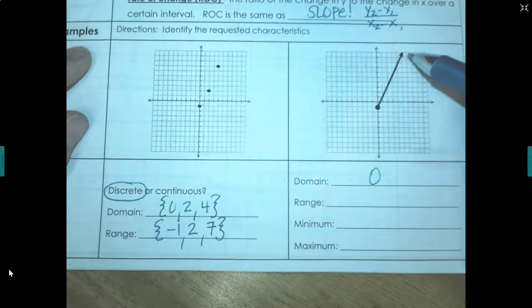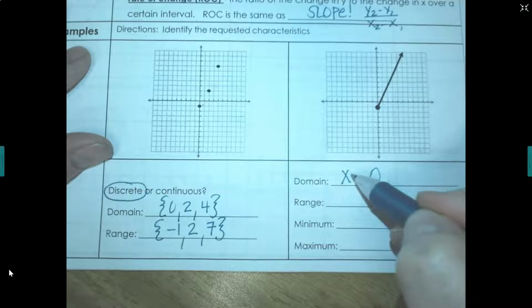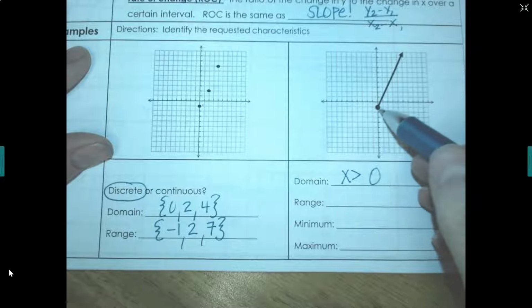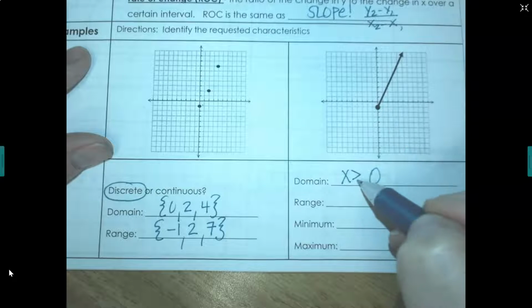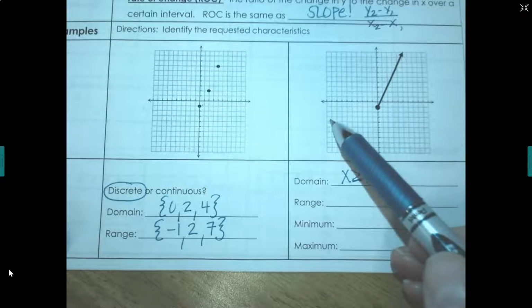But this graph is never going to stop going to the right. So when you only have one number like that, this really goes to infinity forever and ever and ever. All of my x values, if they're going to be on this graph, have to be greater than 0, but they could also be equal to 0 because we have a closed circle there. So all my x values are greater than or equal to 0. Okay, so that's domain, left to right.